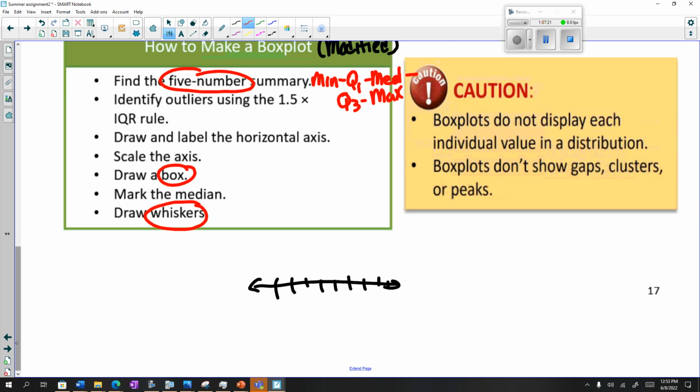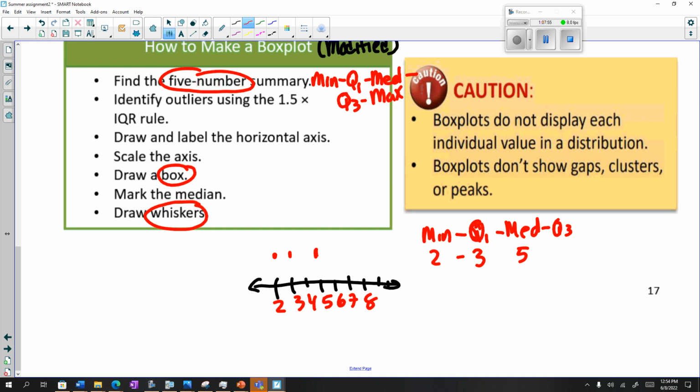Okay, so I'm going to show you what I mean by that. So let's say we have 2, 3, 4, 5, 6, 7, 8. Let's say my minimum was 2. I'm going to put a dot at 2. Let's say Q1 was 3. So I'm going to put a dot at 3. Let's say the median was 5. So I'm going to put a dot at 5. Let's say Q3 was 6, and let's say the maximum was 8.